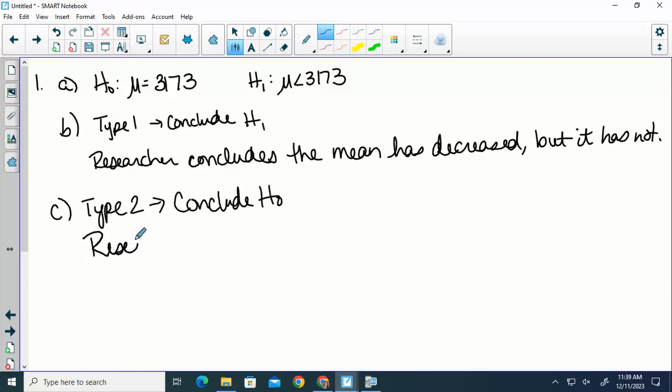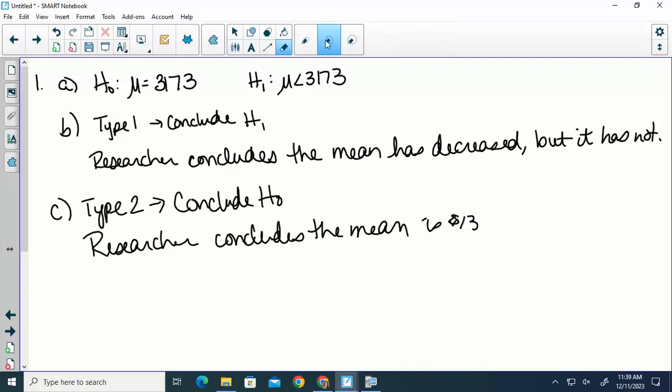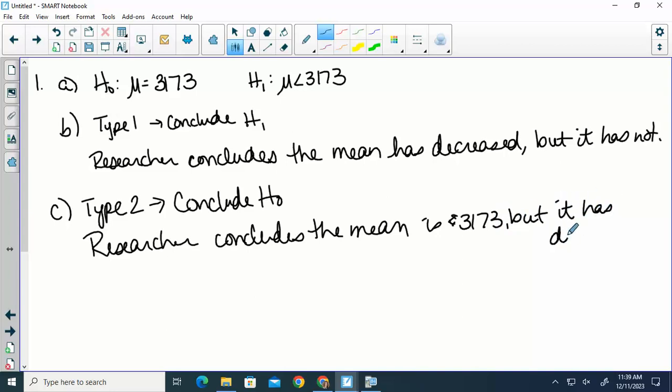So the researcher concludes the mean is the $3,173, but they're wrong. They should have went with the alternative. So it has decreased. Do we understand what those things mean?